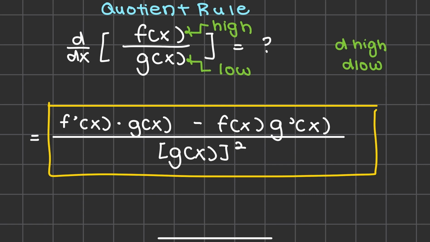Okay, so here's the rhyme. Low d high minus high d low over low squared. Once again, let's sing it again, just so you have a brighter idea of it. Low d high minus high d low over low squared.